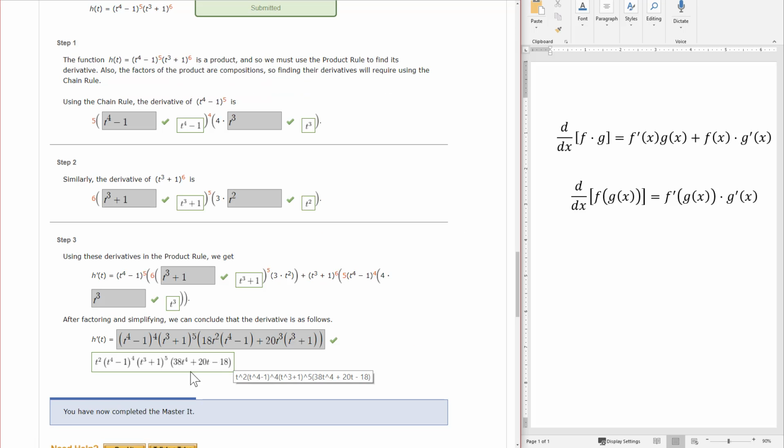And it looks like that worked. Their answer, they actually worked and simplified all this out to 38t to the 4th plus 20t plus 18. So you're more than welcome to work that out if you want, but I think I'm going to leave my answer like this and be good with that. Oh yeah, they even factored out a t squared. Okay, so I think either answer, my answer was not completely factored and simplified, but I think they took it and it was close enough. All right, hope that helps.